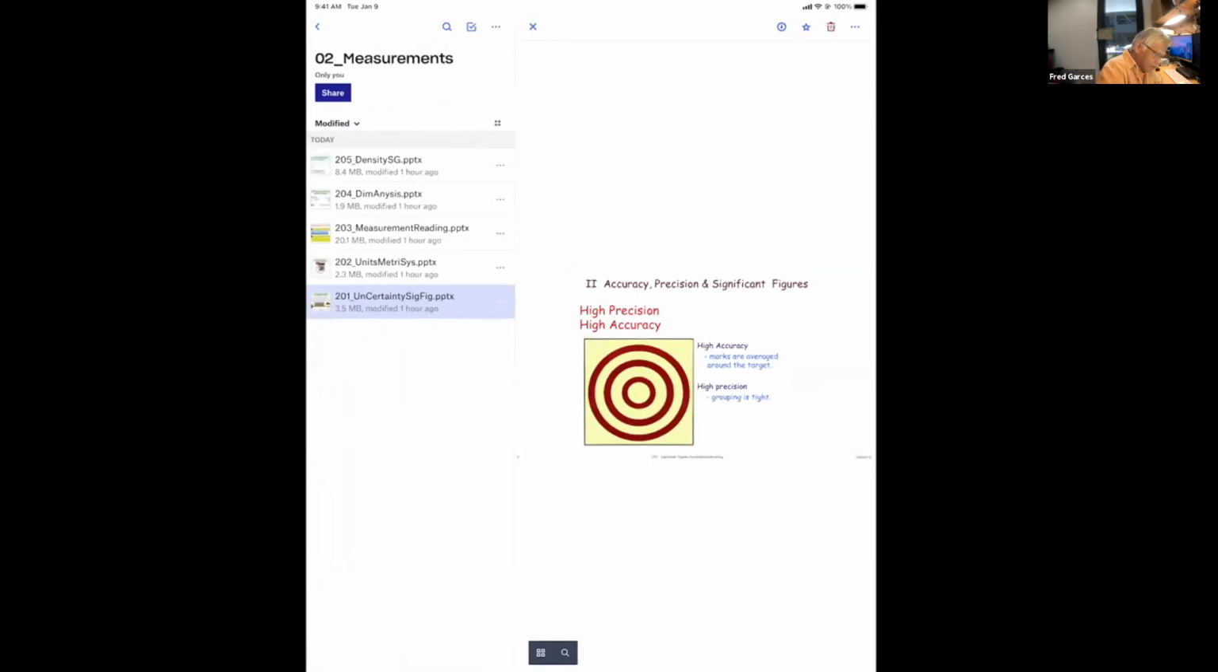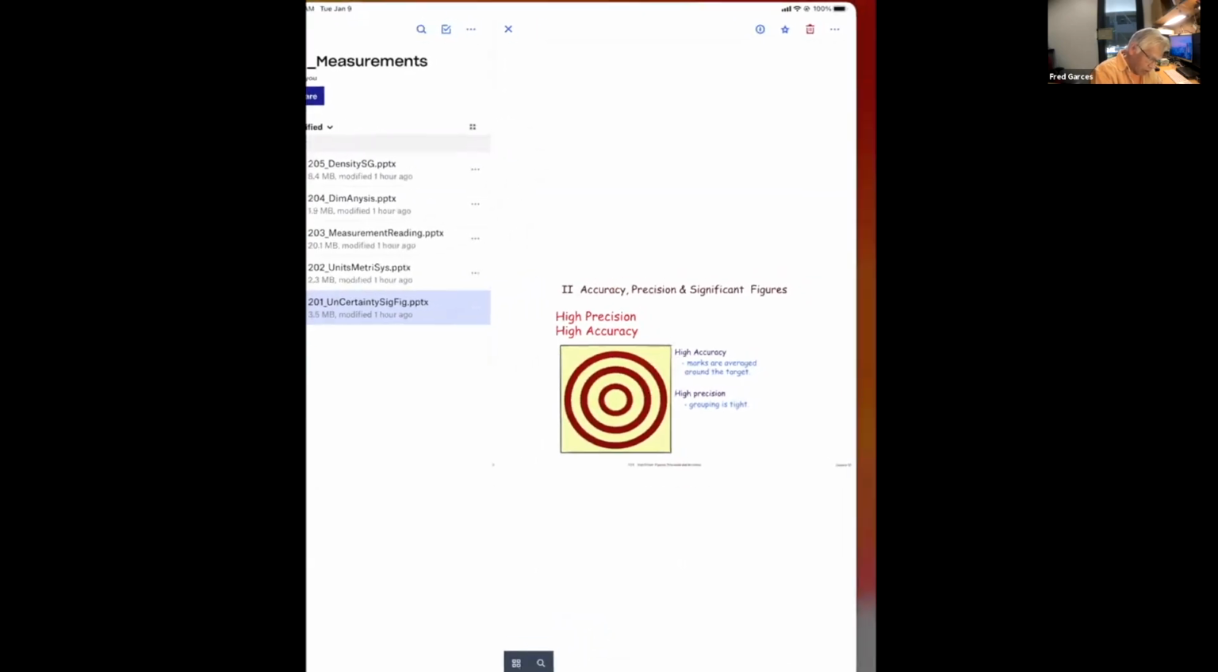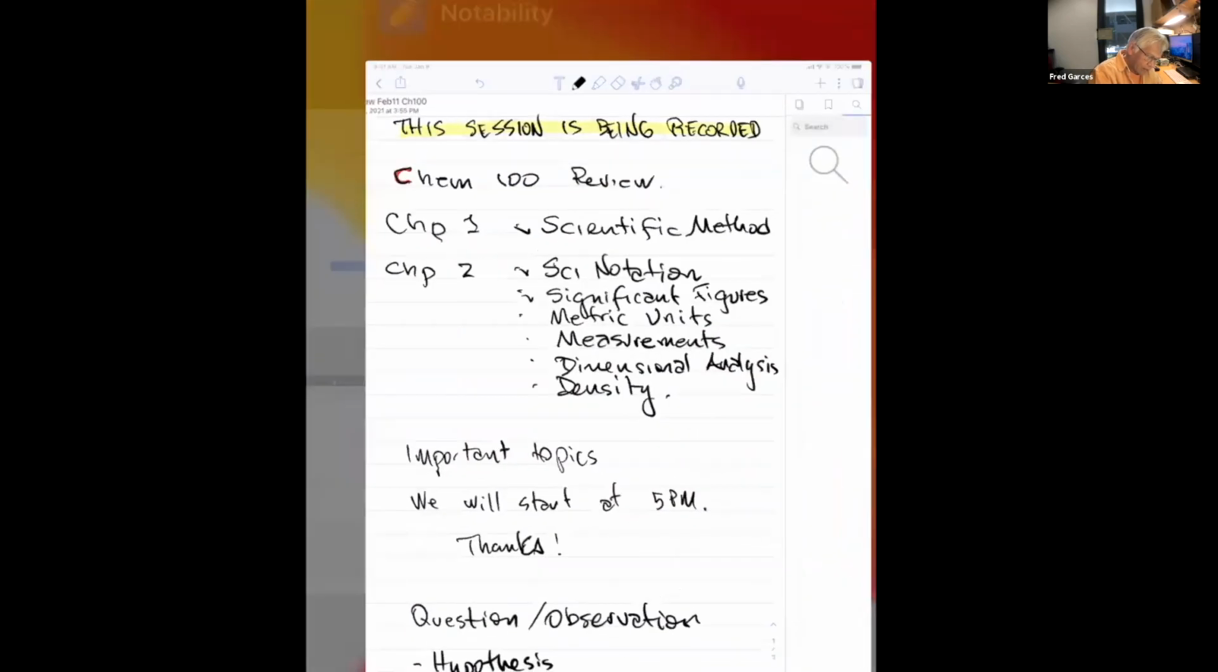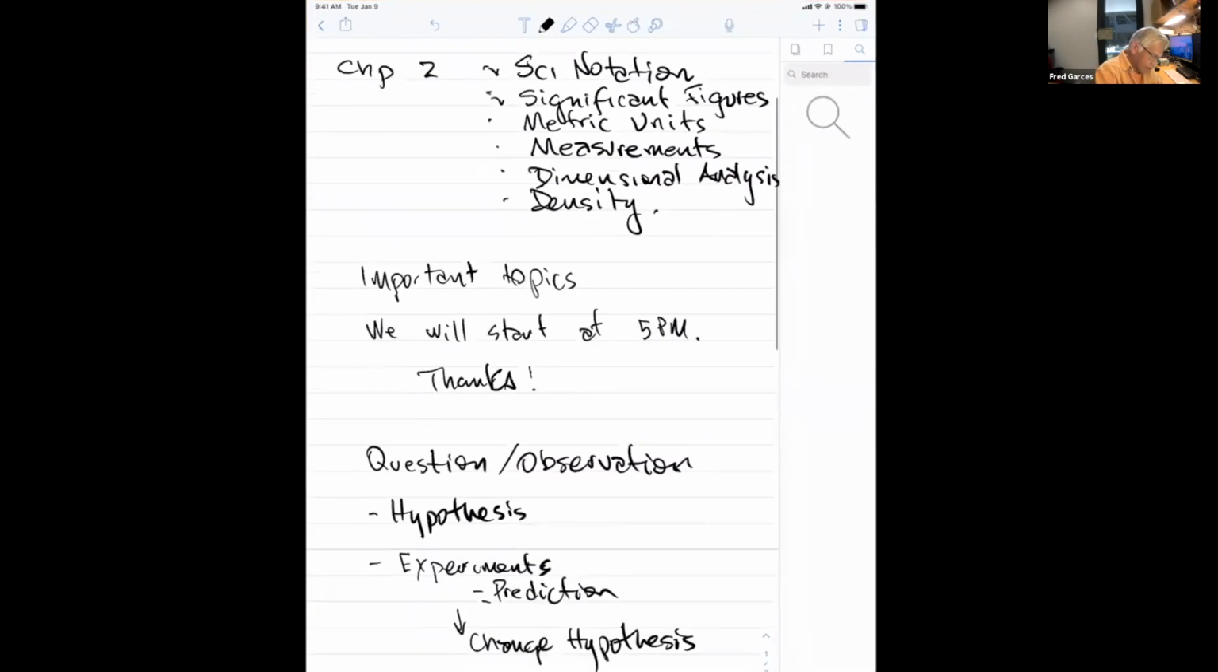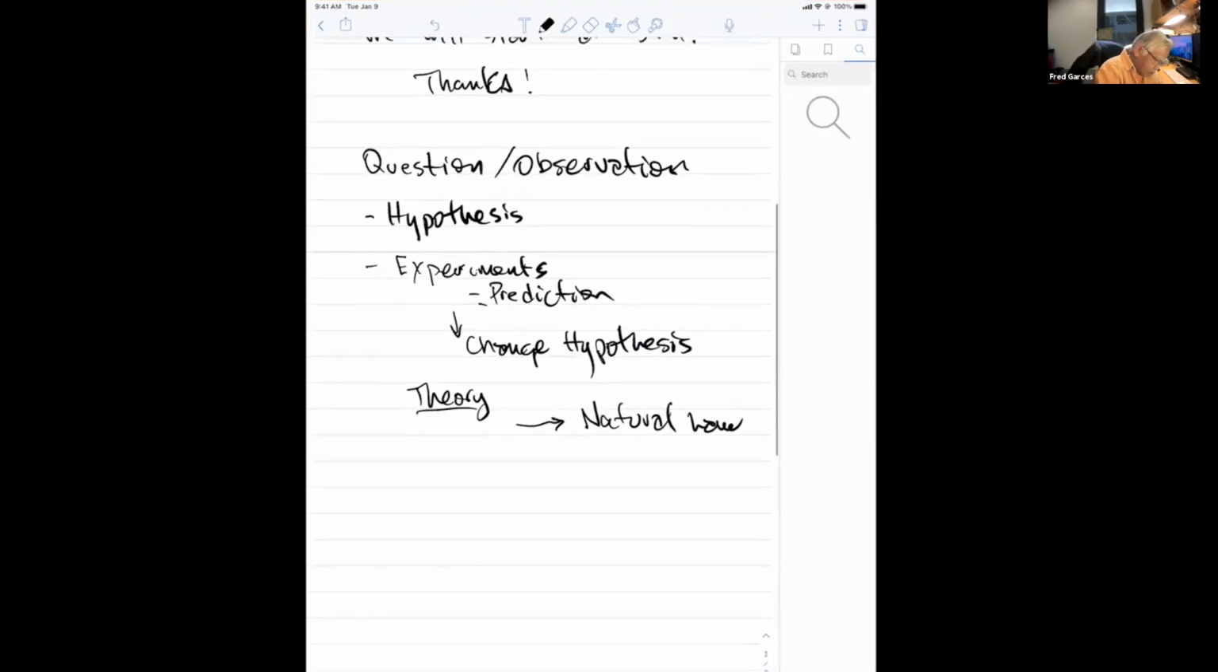Okay, so in chapter 2, if you look in Canvas, or you go to my website, you'll see lecture notes pertaining to these topics. So this happens to be uncertainty and significant figures. But before I do that, I do want to talk to you guys about scientific notation and exponential notation.